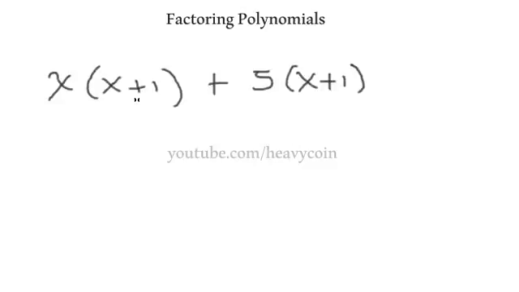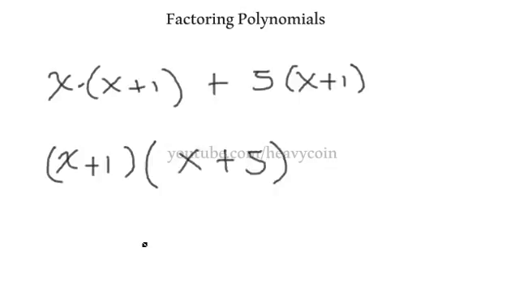Alright, what can we do here? Let's see. The only thing that we can pull out of both of these is going to be an x plus 1, because we have an x plus 1 over here and an x plus 1 over here. So let's just do that. x plus 1. So I pulled that out, we're just left with an x. And I pulled this one out and we're just left with a 5. Okay, so this is a simple example here, but we'll work some more complicated ones coming up.